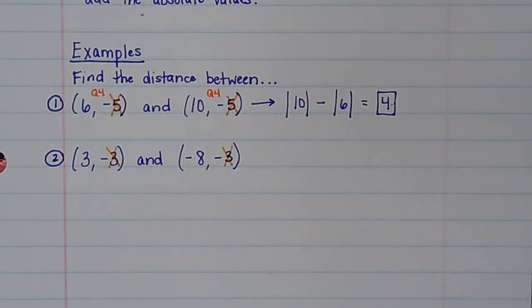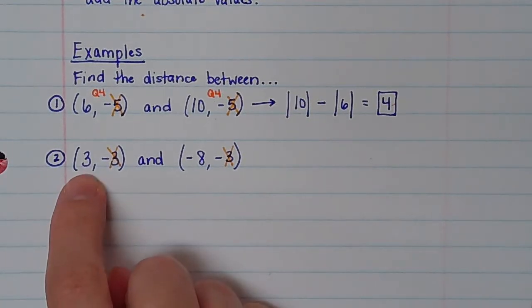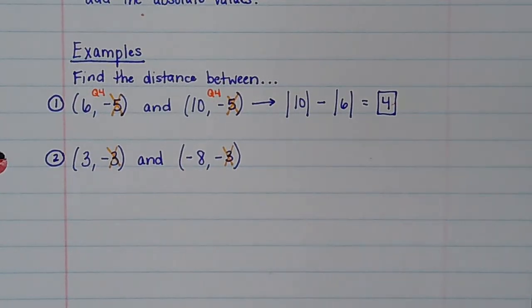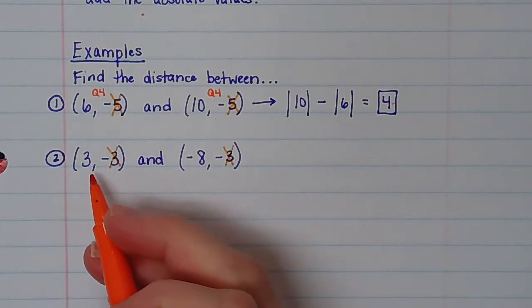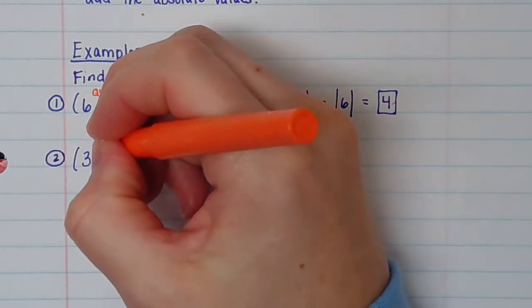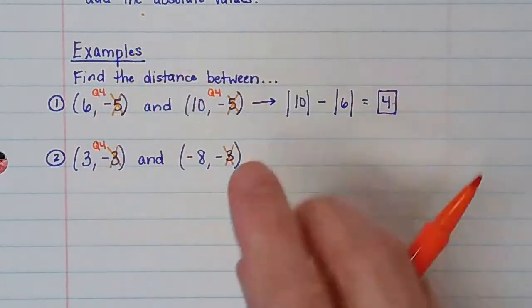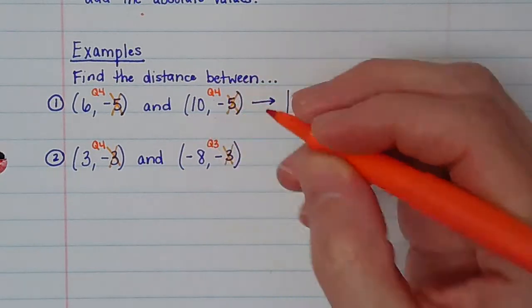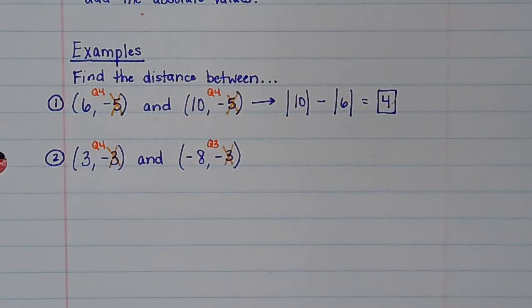Okay. Now let's look at where these points are located. Okay. This one is positive, negative. This one's negative, negative. So once again, even if I don't know what quadrant they're in, I can already tell they're in different quadrants because the signs are different. Okay. But just so that you know, positive, negative means it's Q4. Negative, negative means it's Q3. So that shows you that, yes, they are in different quadrants.